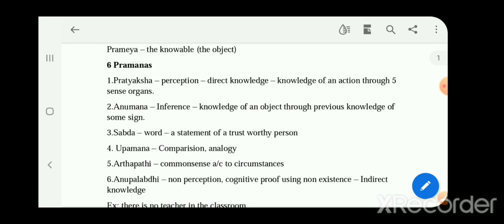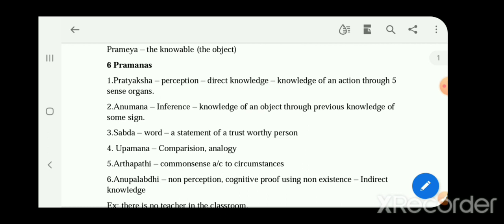Pratyaksha pramana means perceptual knowledge, which is direct knowledge. Pratyaksha means direct knowledge. It is the knowledge which we gain through all our five sense organs: eyes, ears, nose, smell, taste. What we experience directly through our five sense organs is called direct knowledge, which is pratyaksha pramana.